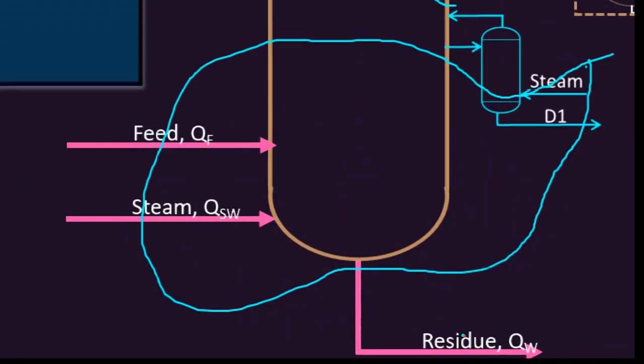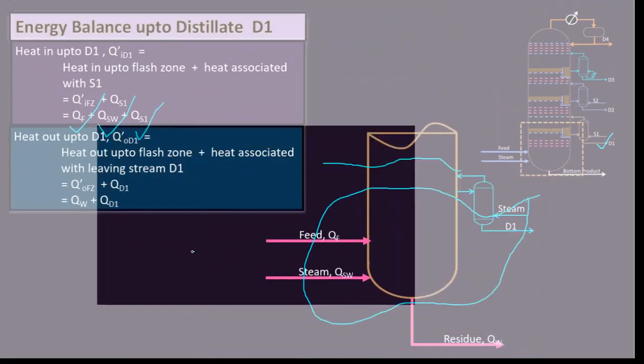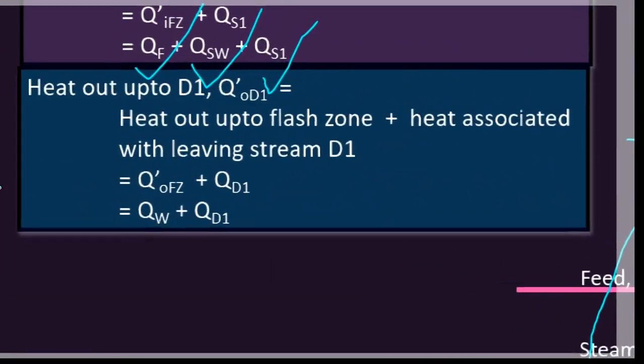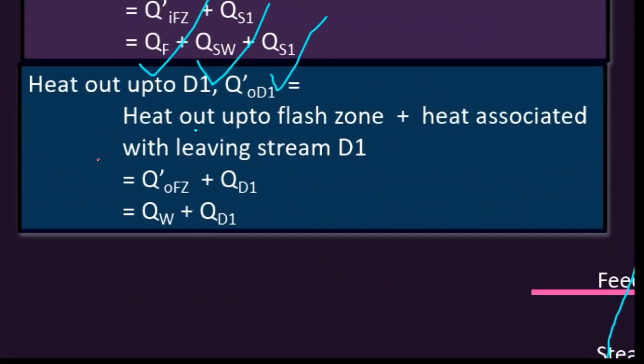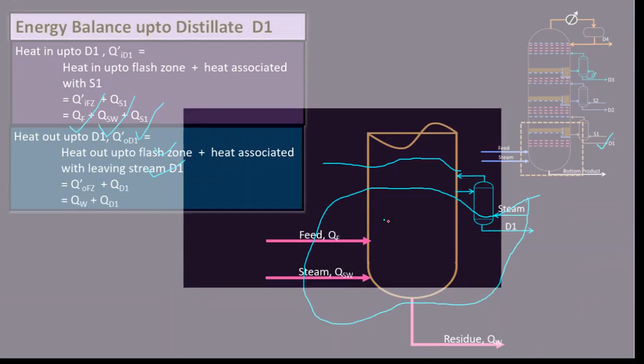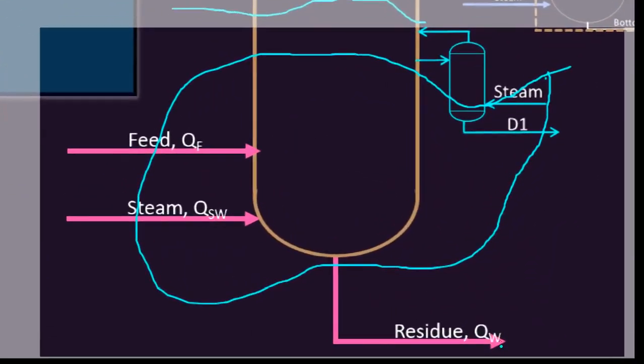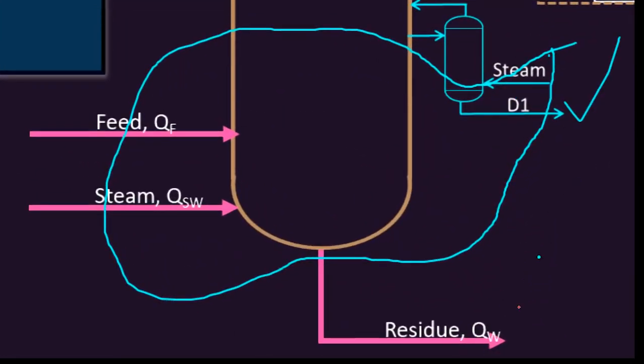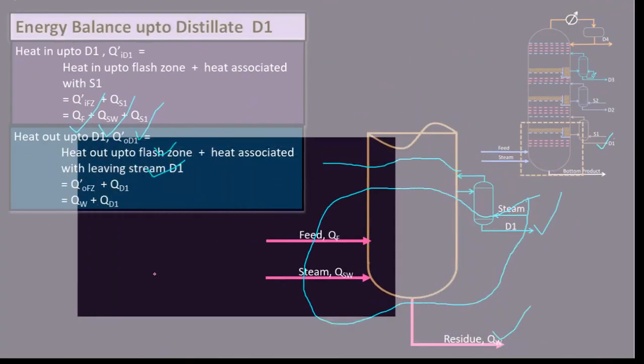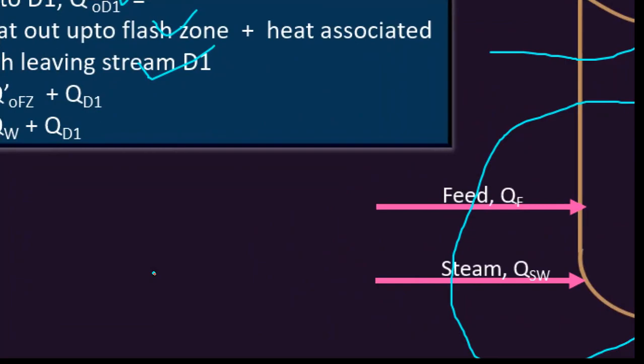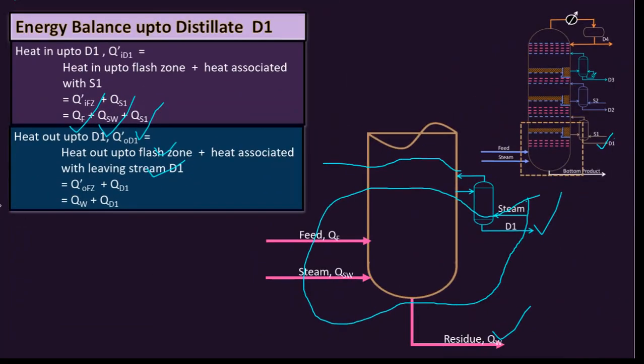Similarly, the next step is heat out. In the heat out, we take all the heat out up to the flash zone plus the heat associated with the leaving stream D1. If you see the diagram, up to D1 this is the leaving stream. So that is QW and QD1. This is the stream.